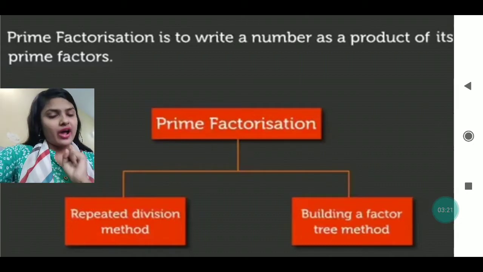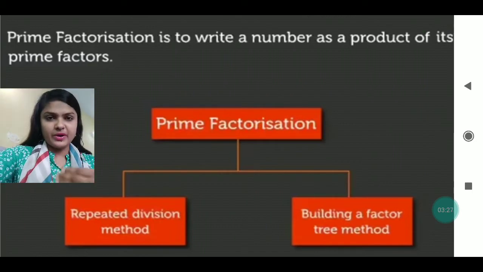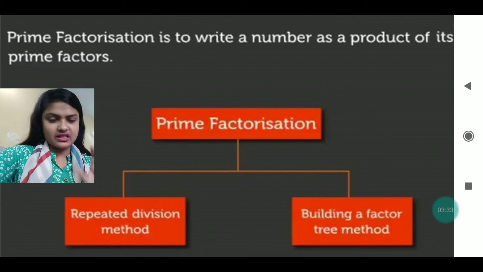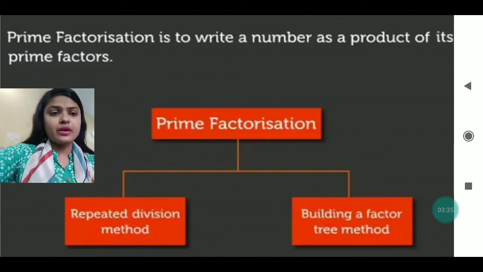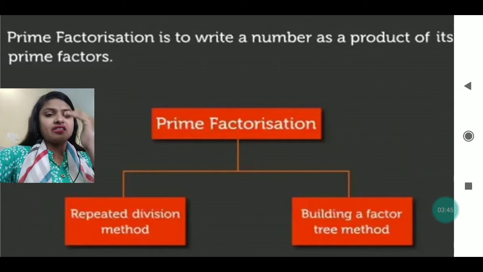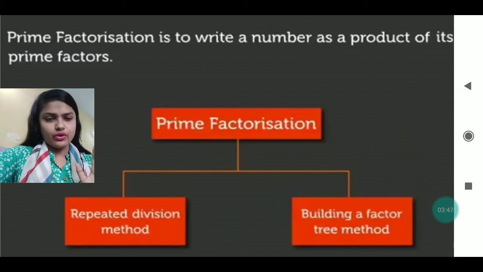Two kinds of prime factorization methods are there. Prime factorization by the repeated division method: every time you repeatedly divide, and then you will get the prime factors. Or the building a factor tree method, which I will also tell you. Either we can divide, or we can build a factor tree.